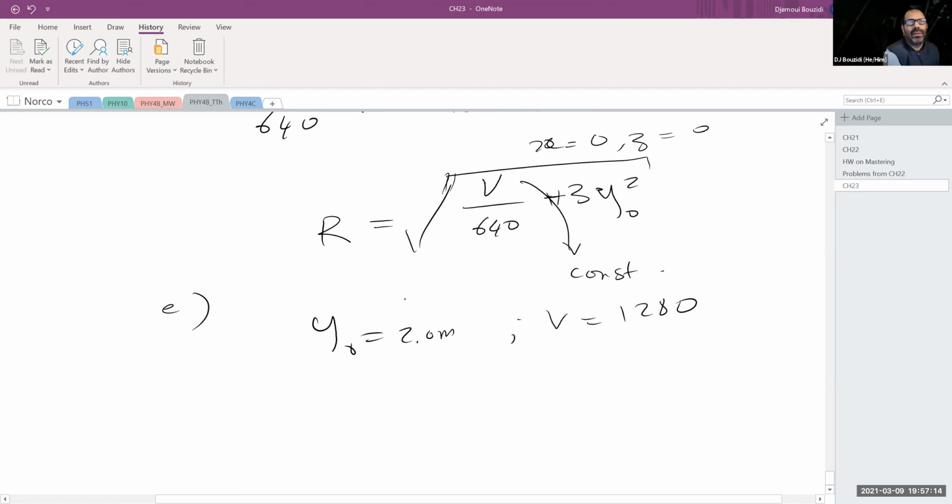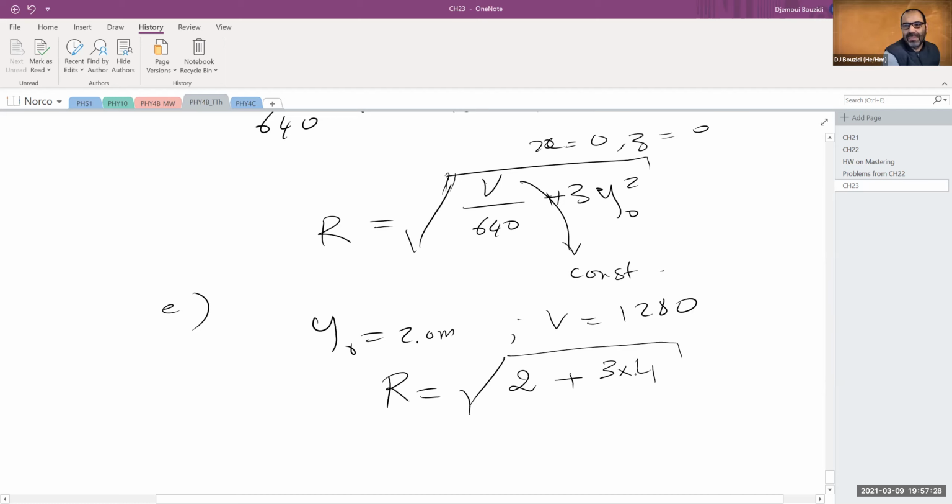1280 happened to be exactly twice this number. Isn't this a coincidence? 1280 divided by 640, that's 2. Plus 3 times 2 squared, which is 12. So I end up with 2 plus 12, so that's square root of 14. Square root of 14 is more than 3, but less than 4. So it's going to be 3 something meters. It's going to be probably 3.7 meters, okay? Because it's close to 16, but far more than 9.